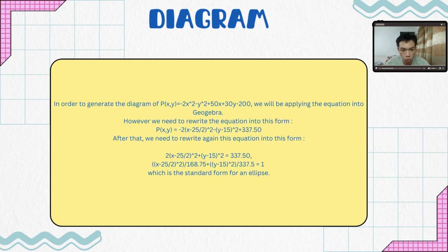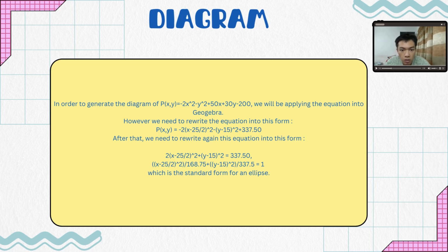So for the diagram of the solution, in order to generate the diagram of P(x,y) = -2x² - y² + 50x + 30y - 200, we will be applying the equation into GeoGebra. However, we need to rewrite the equation into this form, which is P(x,y) = -2(x - 25/2)² - (y - 15)² + 337.5. After that, we need to rewrite again this equation into this form, which is 2(x - 25/2)² + (y - 15)² = 337.5.